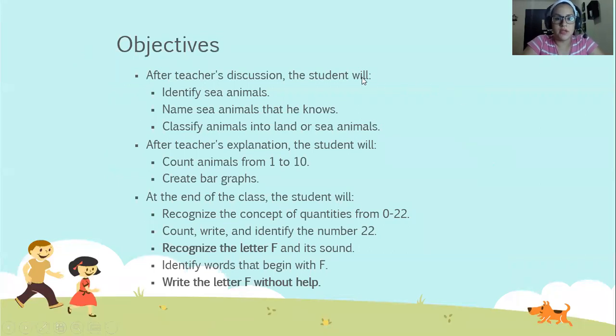Objectives. I used to have a lot of objectives, but the ones related to writing are these. At the end of the class, the student will recognize the concept of quantities from 0 through 22, count, write, and identify the number 22, recognize the letter F and its sound, identify words that begin with the letter F, and write the letter F without help.